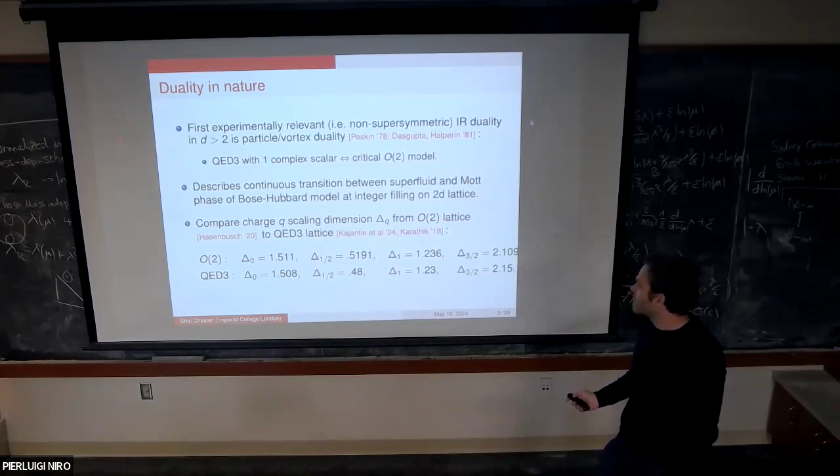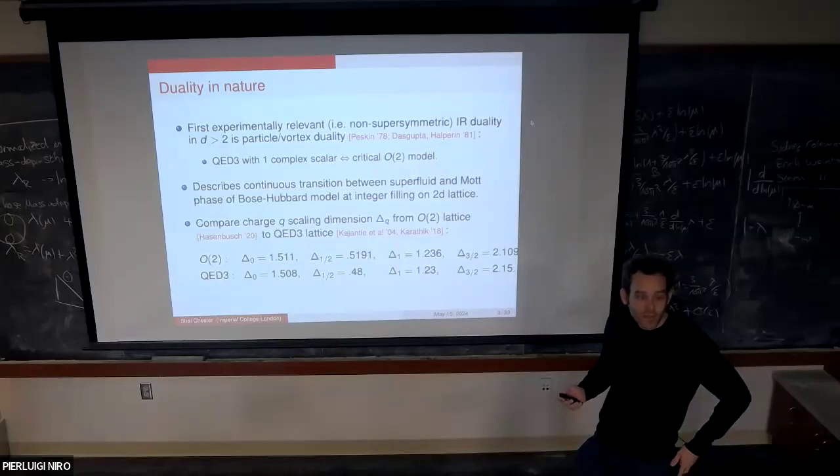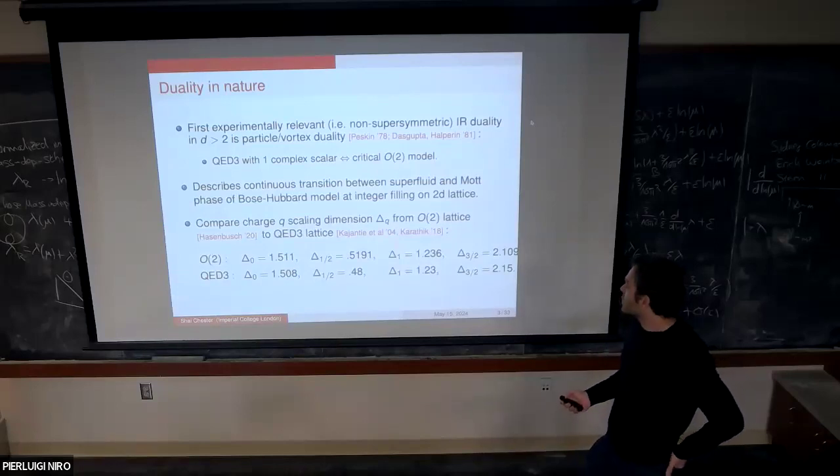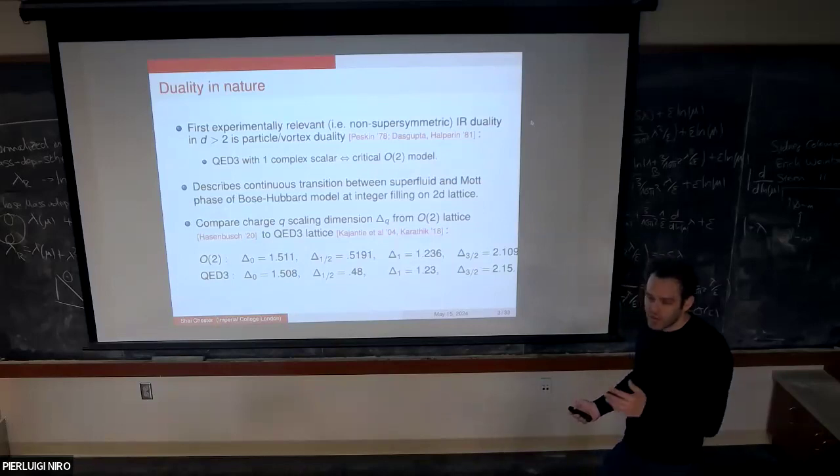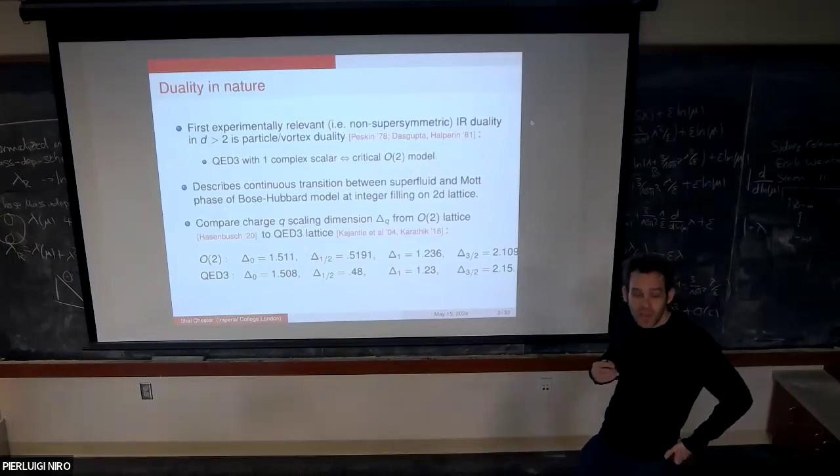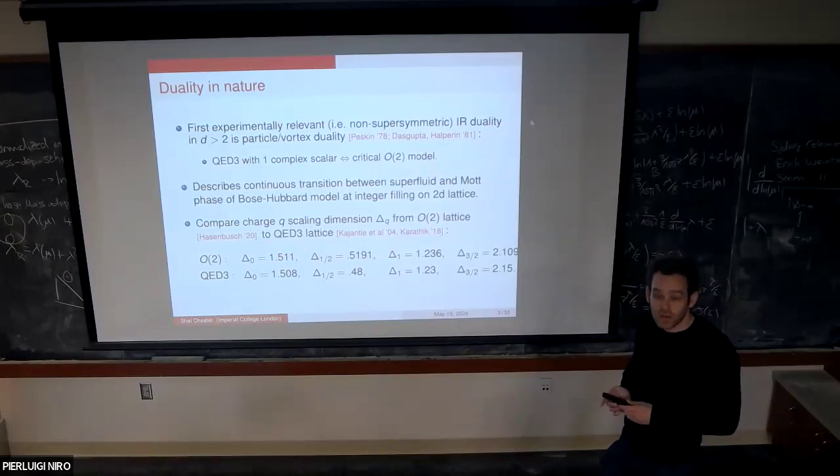So this is the Wilson-Fisher side, this is the QED3 side, and you can compute critical exponents, or what we like to call scaling dimensions, using these lattice simulations. Here are some values for the lowest few operators of charge Q under this O(2) symmetry. As you see, these values are extremely close, at least to the level of accuracy that the lattice is capable of. To me, this is the most compelling evidence that this duality is correct.